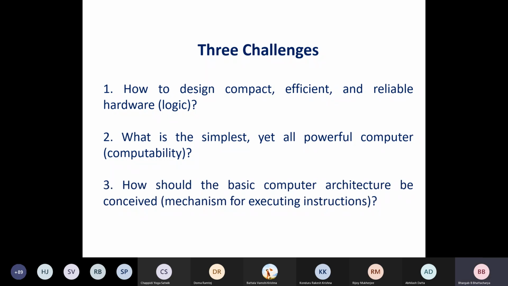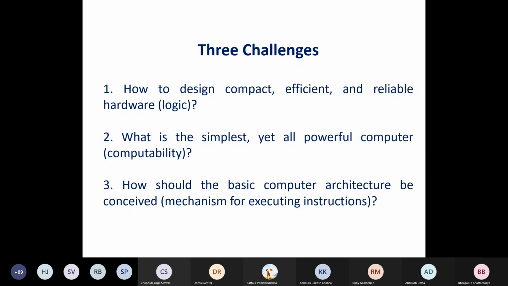And the third question is the following: how should the basic computer architecture be conceived? Okay, so if you have a processor, you have an instruction set, and those instructions can be executed by the hardware below. But remember that each instruction requires certain hardware actions, that means a sequence of hardware operations. So how would that sequence of hardware operations be controlled?